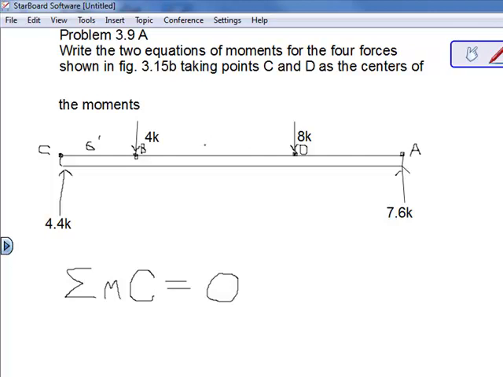I'm just writing in the length there. From the first force it was 6 feet, in the middle was 10 feet, and on the right side was 4 feet. So the next thing you got to know is are they positive or negative. So the 4 kip force going down is going to be a positive moment because it's going clockwise around C. The same for the 8 kip force, and then this force over here is going to be going the other way, so it's going to be a negative moment. So you got to figure that out first.